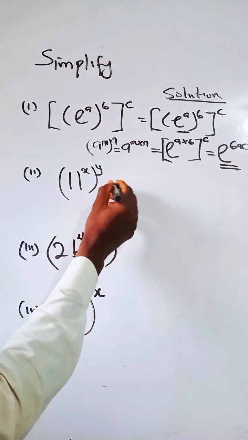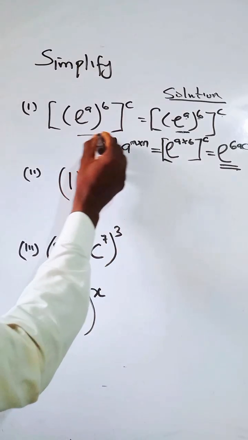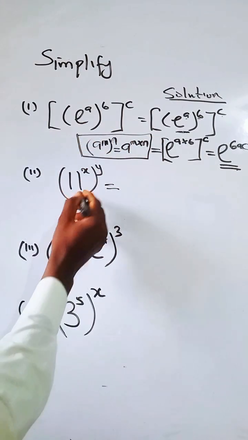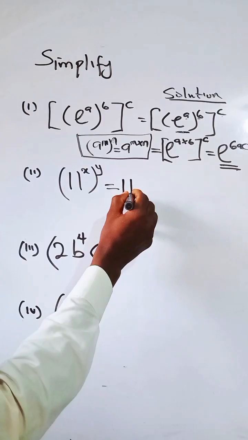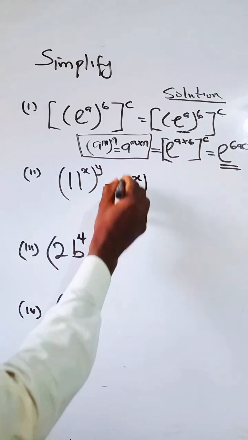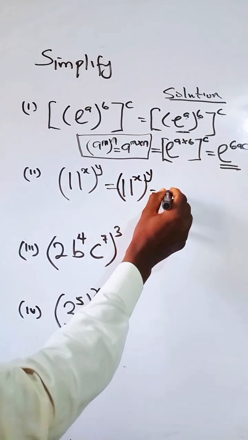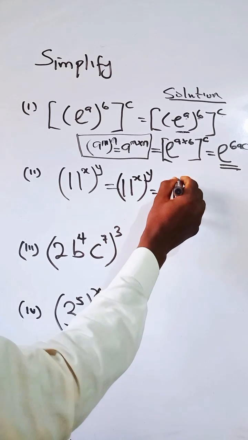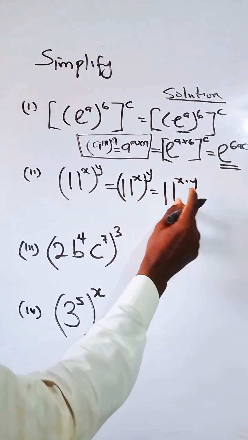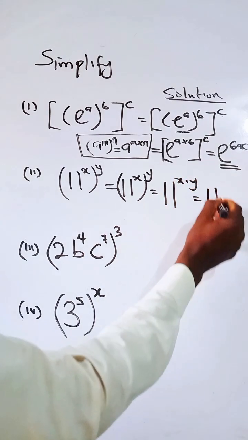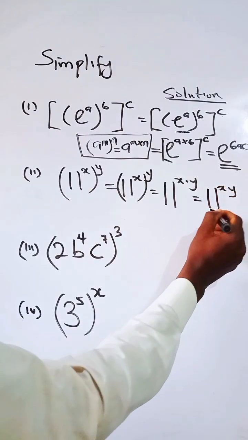So the second one, we apply this exponent rule to this expression. So we have 11 to the power x, raised to power y. What that means is 11 raised to power x times y. So we have this as 11 to the power xy.